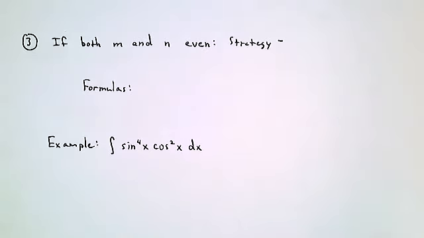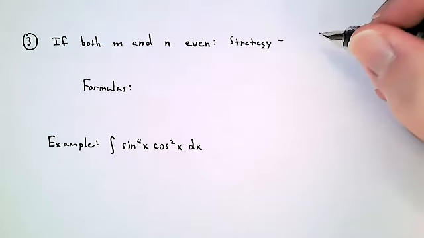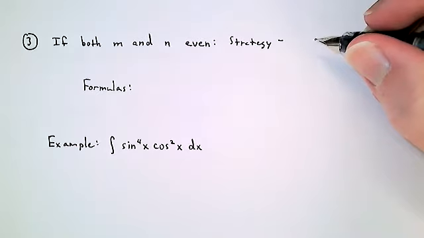Okay, and there's one more strategy that we need to learn in order to deal with integrals for powers of sine and cosine. And that's when both powers are even. So when neither of them are odd, we're going to need to do something a little bit different. And the trick here is a little bit harder, I think, but not too much. It's just that we're going to have to convert everything into cosines using a different formula.